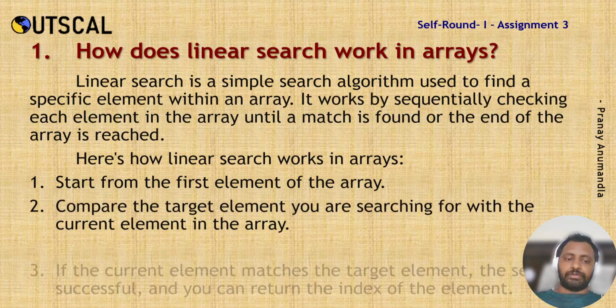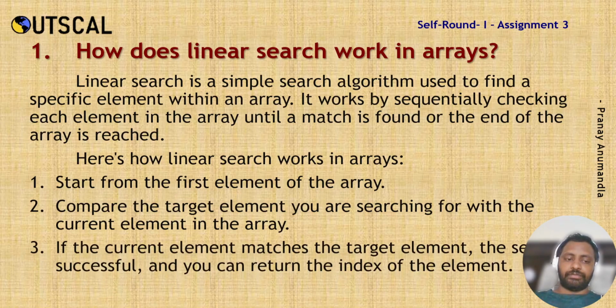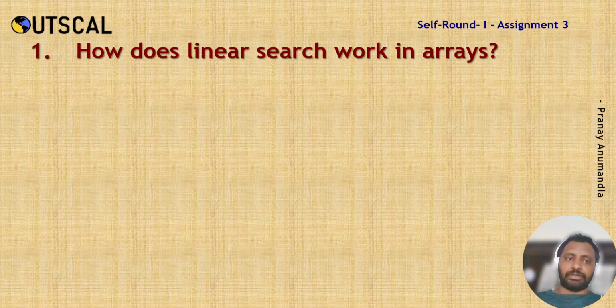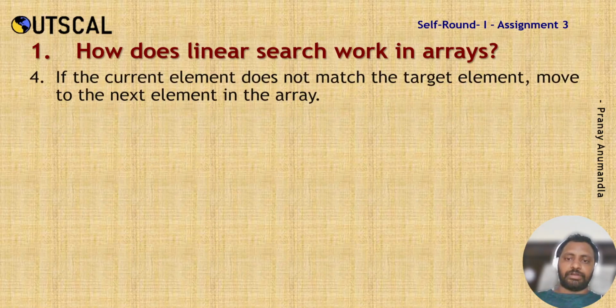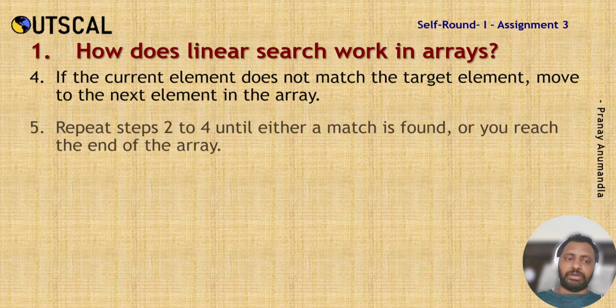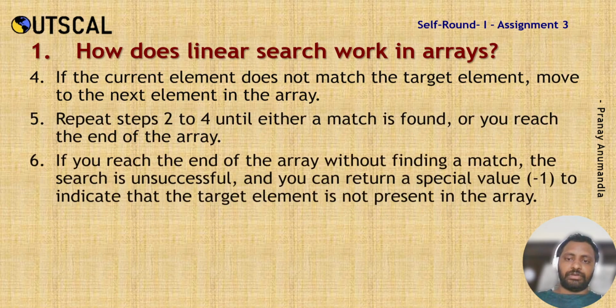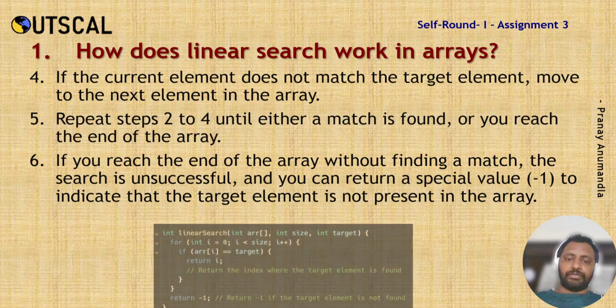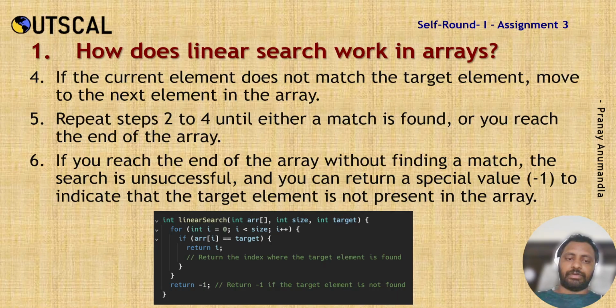Start from the first element and compare the target element with the current element in the array. If the element matches the target element, the search is successful and you can return the index. If the current element does not match the target element, move to the next element and repeat the two steps until you find a match or reach the end of the array. If the end of the array is reached without finding a match, the search is unsuccessful, and we have to return some special value or -1.